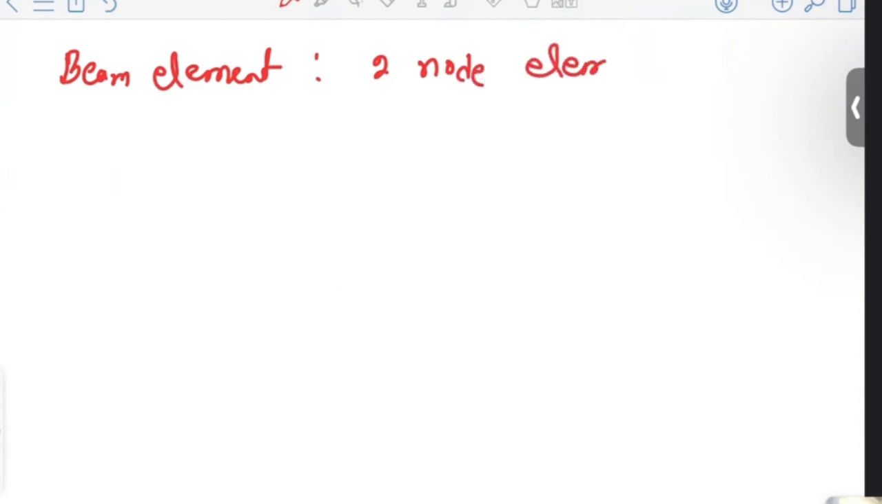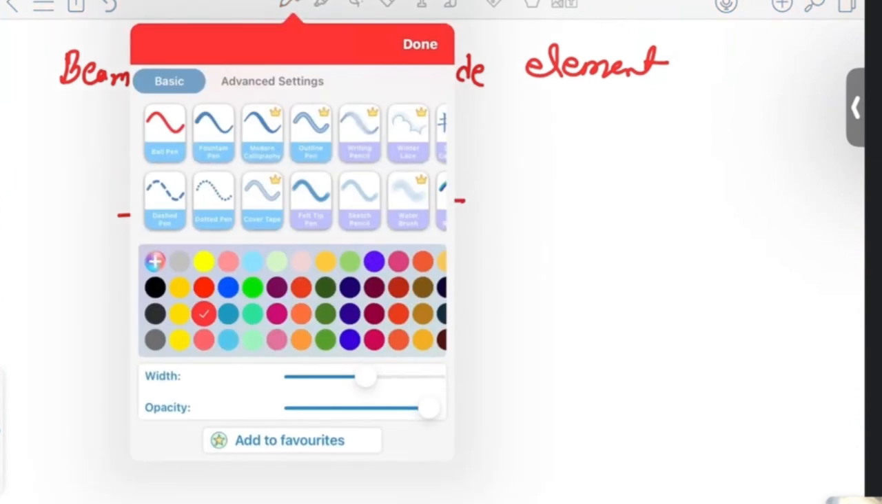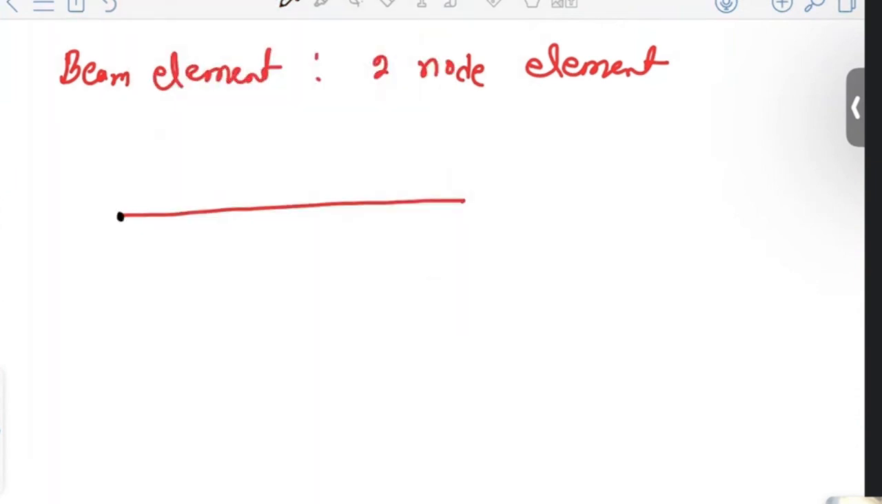So as in last class we were discussing the beam element. This is a two node beam element. For example, this is our beam element, and this is having node one.